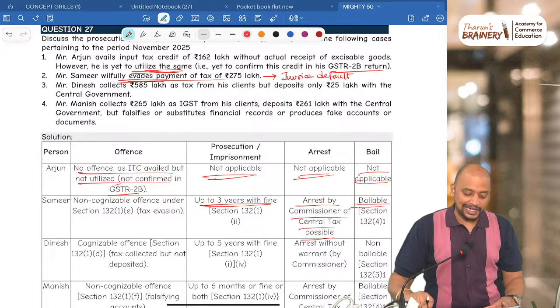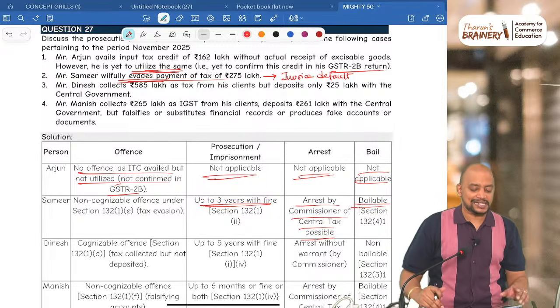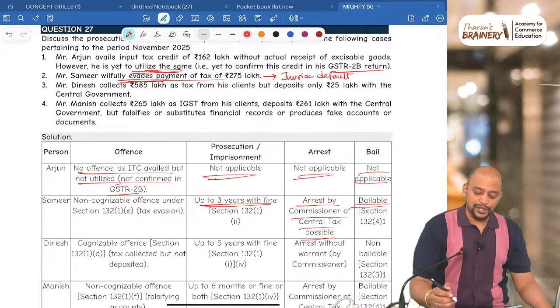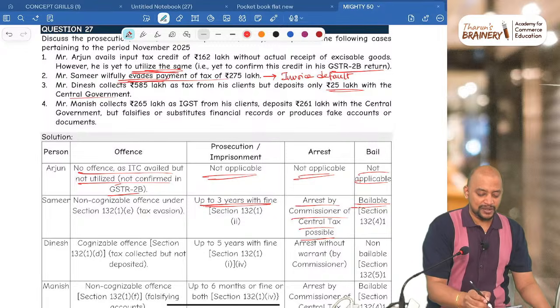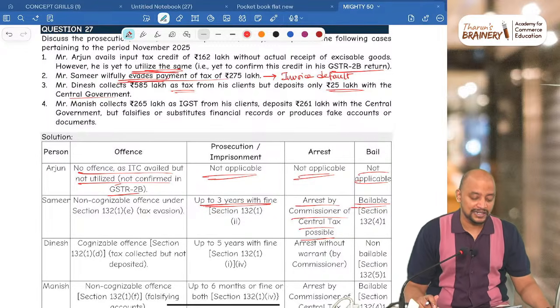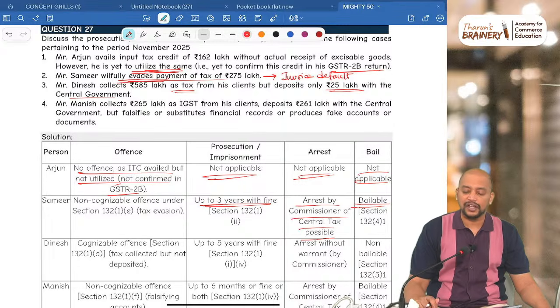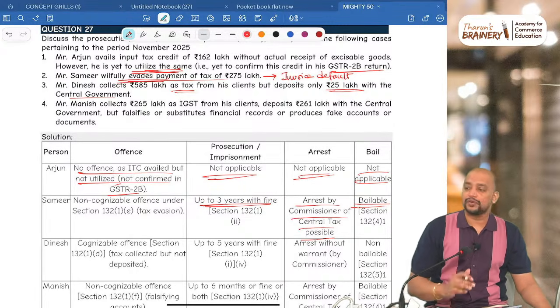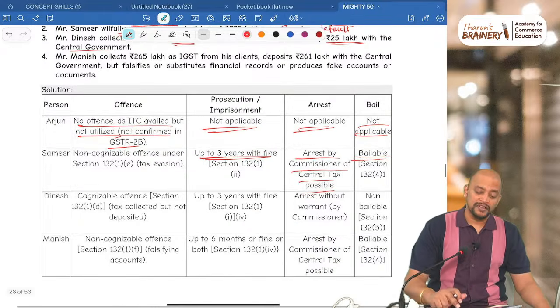Mr. Dinesh collects 585 lakhs as tax from its clients but deposited only 25 lakhs with the central government. Collected as tax means representing as tax. 585 minus 25, how much? Definitely more than 5 crores. So what is the imprisonment? Up to 5 years with fine.